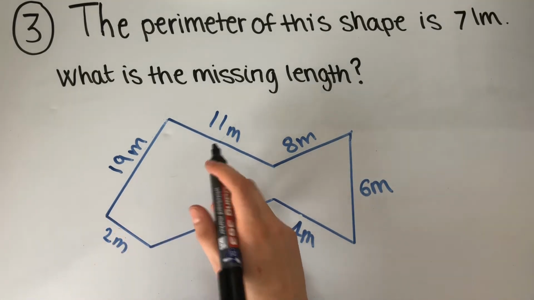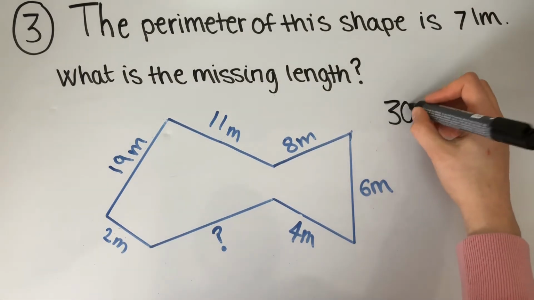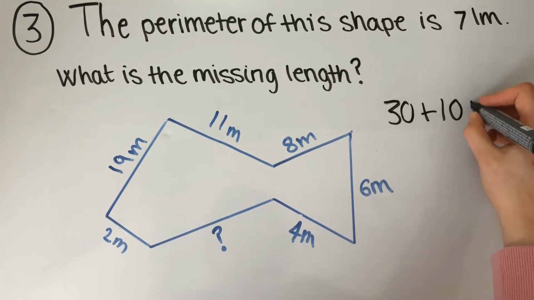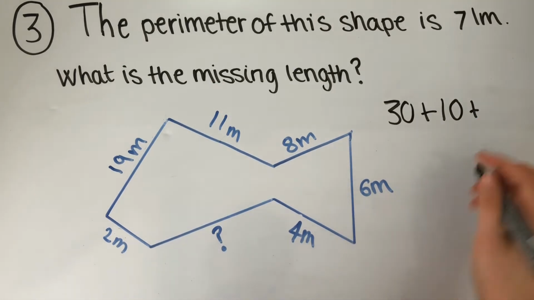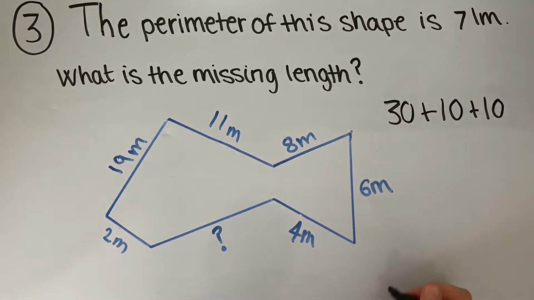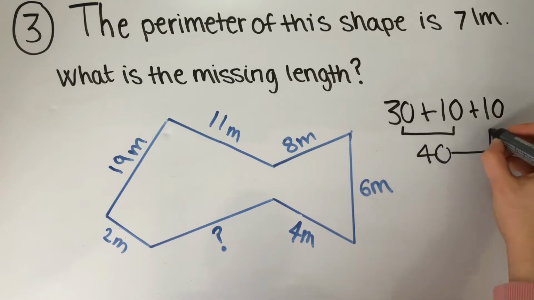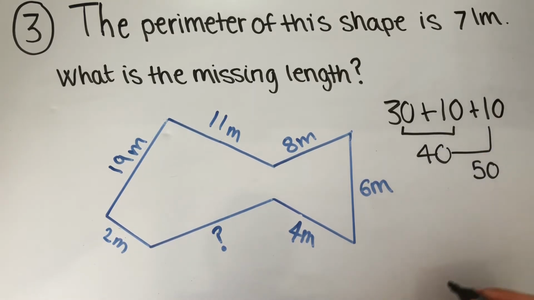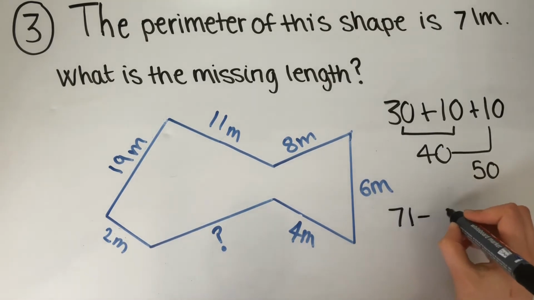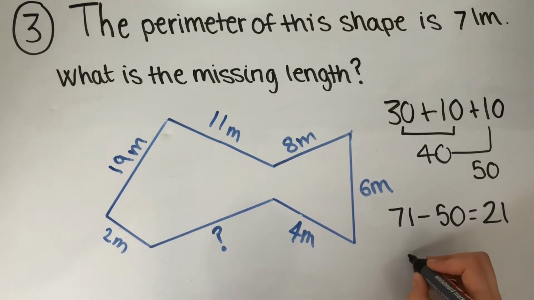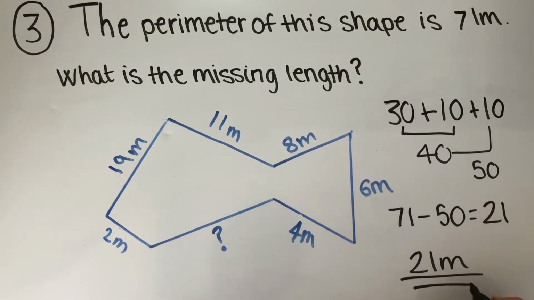19 plus 11 is 30. 8 plus 2 is 10. 6 plus 4 is 10. We're going to add these up. 30 plus 10 is 40. 40 plus 10 is 50. Now we're going to take that away from 71. 71 minus 50, we can do this mentally, gives us 21. The missing length equals 21 metres, remembering our units of metres.